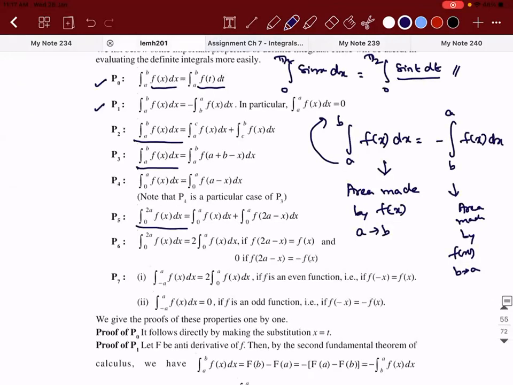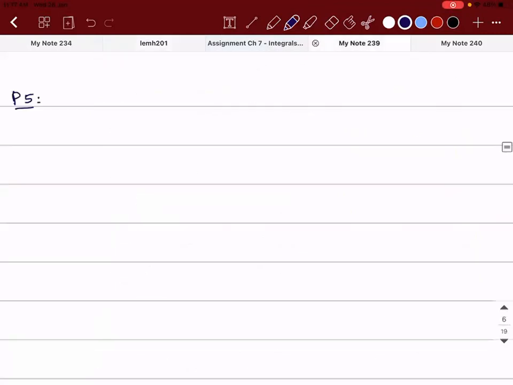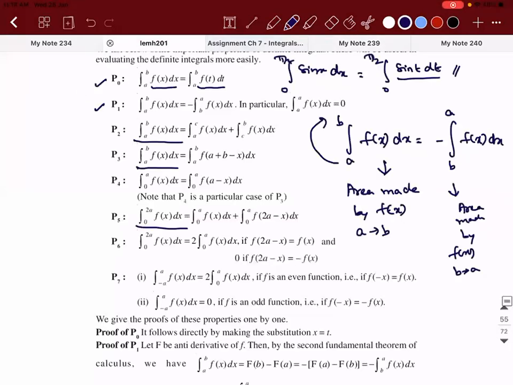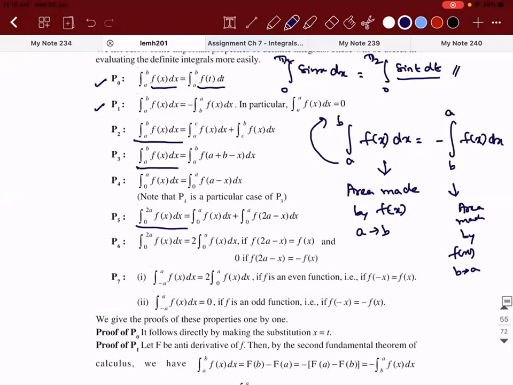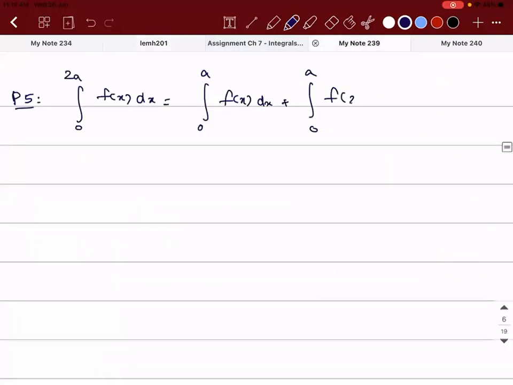So P5 is the integral of 0 to 2a f of x dx is equal to the integral of 0 to a f of x dx plus the integral of 0 to a f of 2a minus x dx. Okay, so this is what the property says.